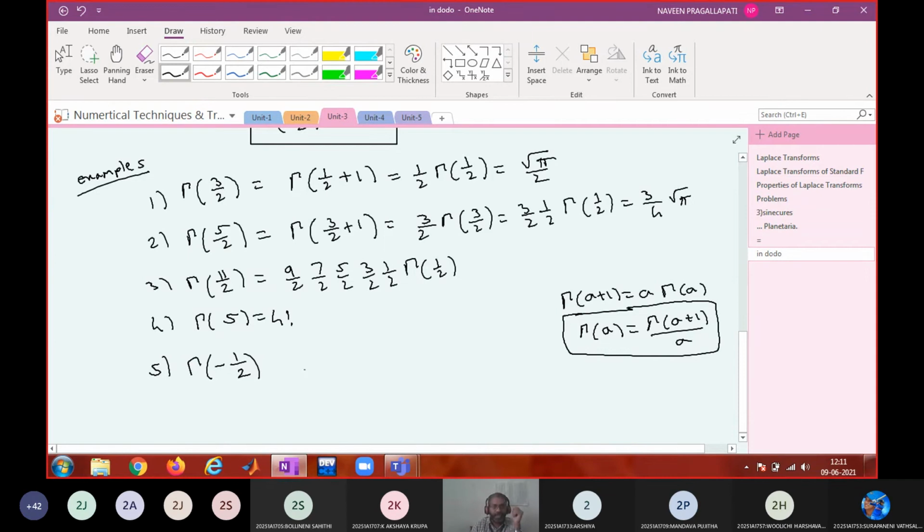So this is gamma of minus 1 by 2 plus 1, right? Gamma of, sorry, minus 1 by 2. So minus 1 by 2 is 2, so this is minus 2 times. What is gamma of minus 1 by 2 plus 1? Gamma of 1 by 2. And what is gamma of 1 by 2? Root pi. Is that okay? Shall I proceed?